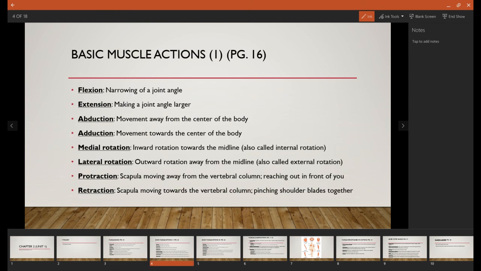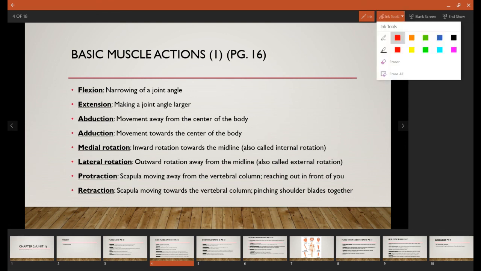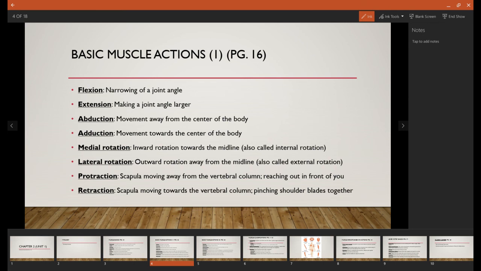Now going off some basic actions, our first one is called flexion. Flexion is actually causing a joint angle to get smaller. You've probably heard of flexing your biceps. That goes from having a somewhat straight arm to causing it to get really short. And flexing your arm is causing the angle of your elbow joint to get smaller as you bring your hand closer to the ceiling.